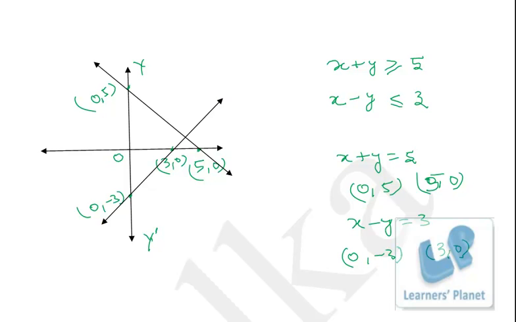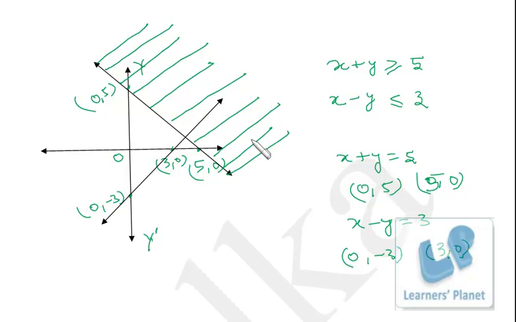Okay, now we take the lines one by one. First of all, this is the line for x plus y is equal to 5, but we want x plus y greater than or equal to 5. Now the equal to sign is there, so we will be drawing a solid line, and x plus y greater than or equal to 5 means the region will be this.